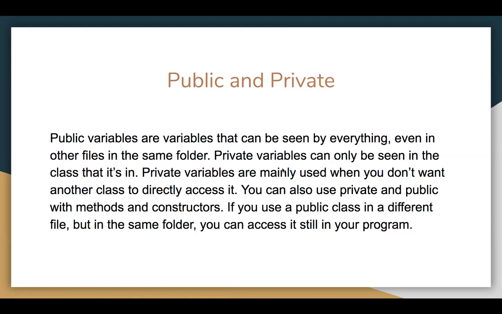Private variables are mainly used when you don't want another class to directly access them. And you could also use private and public with methods and constructors. How you would do that is, instead of public vehicle for a constructor, you can put private vehicle. That's how you would do it for methods and constructors, basically just replacing public with private and vice versa. If you use a public class in a different file but in the same folder, you can still access it in your program.